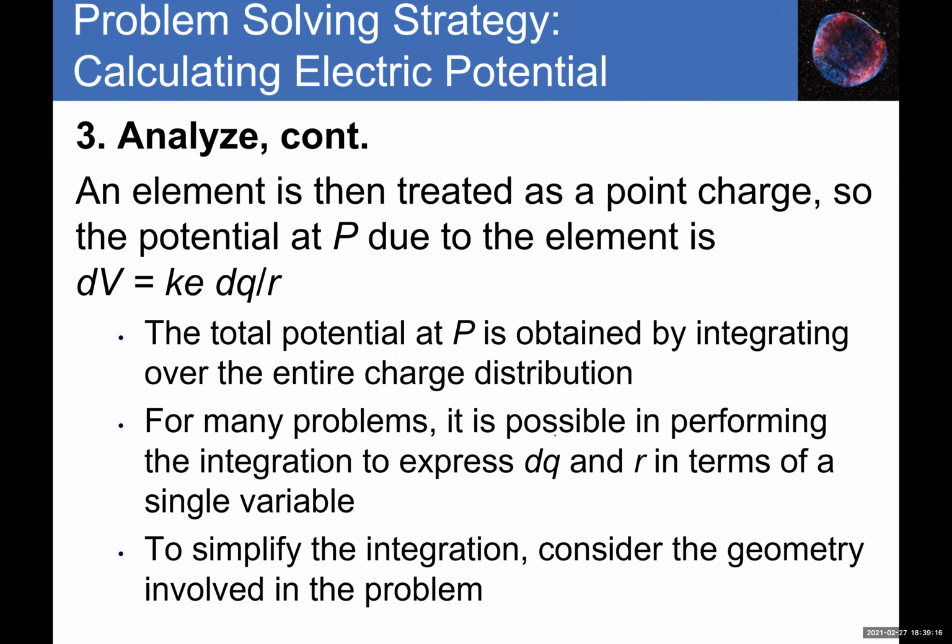The potential at P due to the element is given by dV equals k, where the E is a subscript, so it's basically k_e dq over r. So this is dV. Remember, this is just from a single element, how it contributes to that point P. And then what we do is take the integral, integrating between, let's say, two points of interest.